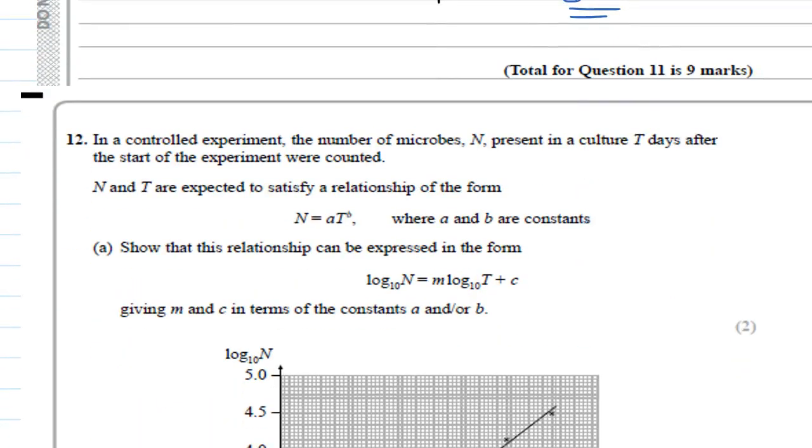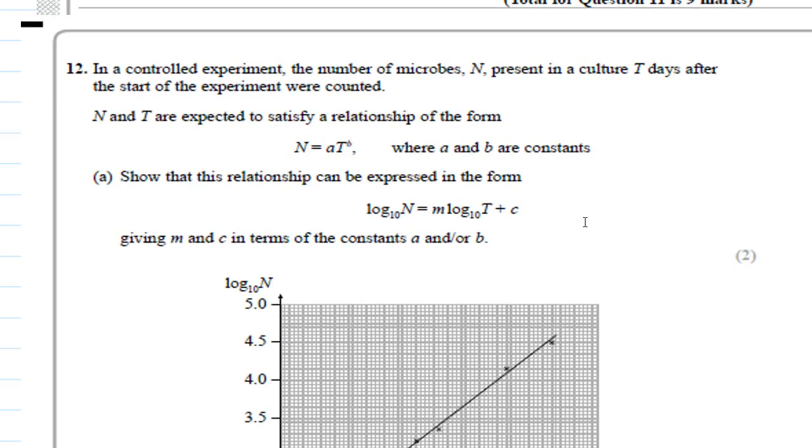And for question number 12, it is mentioned: in a controlled experiment, the number of microbes N present in a culture t days after the start of the experiment were counted. N and t are expected to be in a relationship N equals a t to the power b. Show that the relationship can be expressed. So you just need to apply log both sides, and remember here it is log 10, not ln. So be careful about it, and it is a 2 marks question.